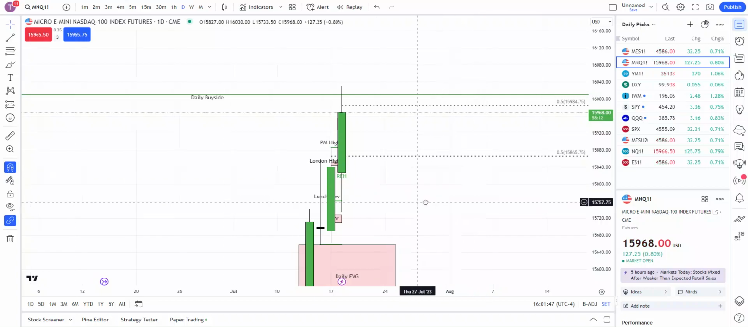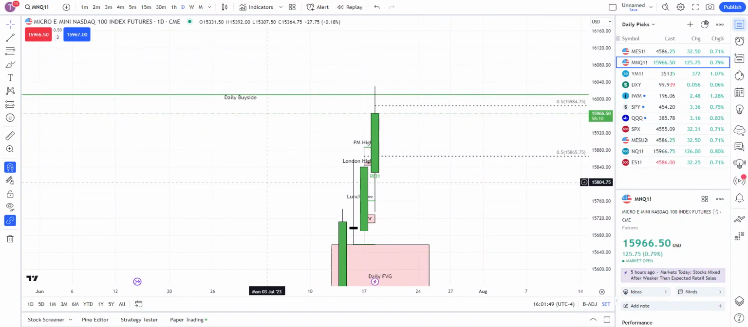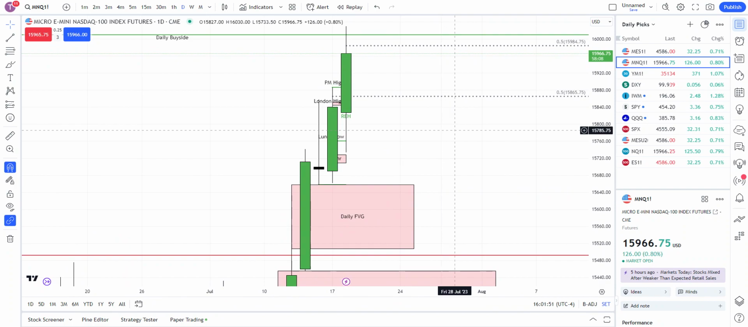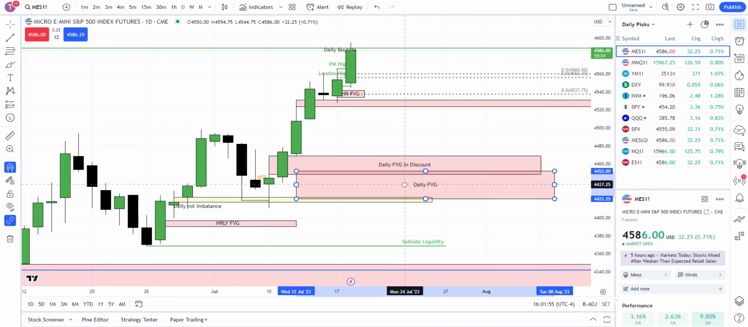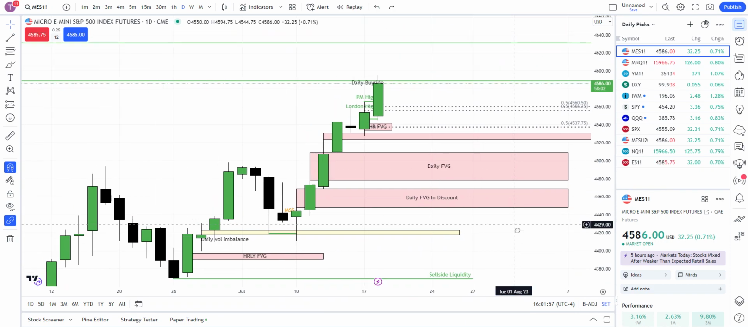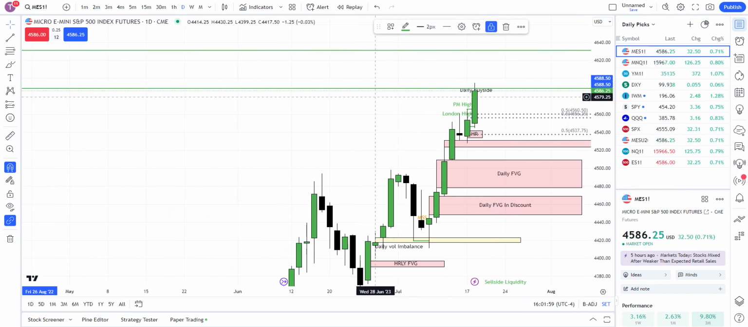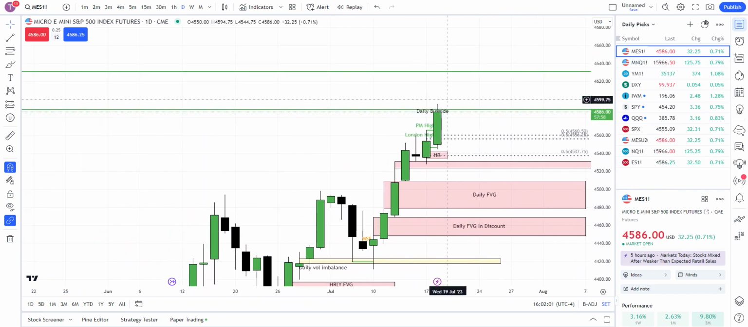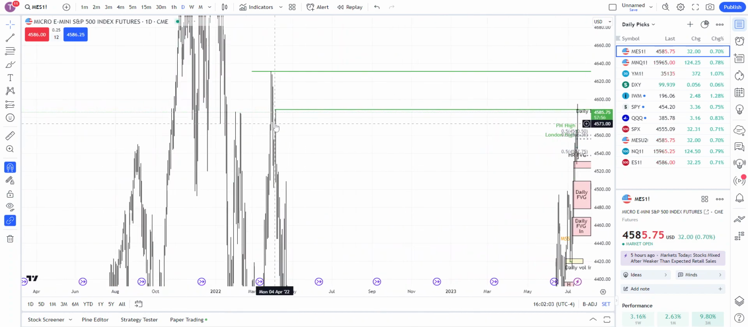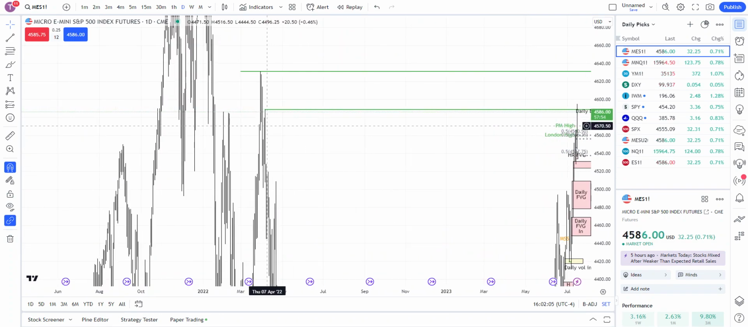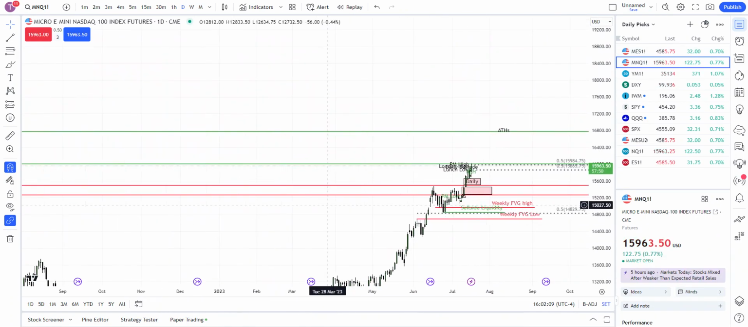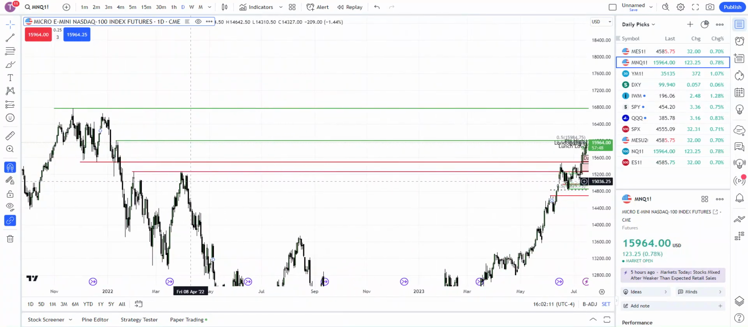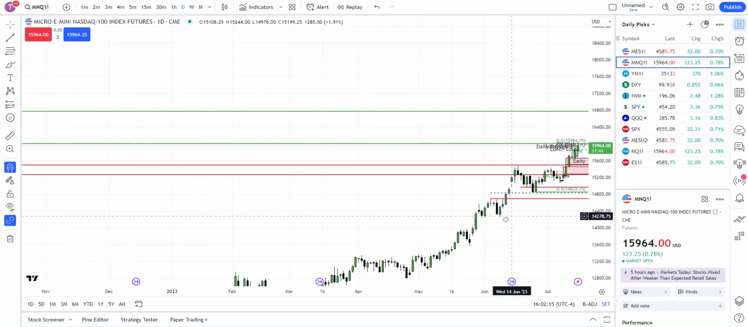This is my market review for July 18th, 2023 using ICT concepts on MES and MNQ. So in my video yesterday, I discussed how this was my target, this daily buy side back from April on MES, and likewise MNQ had some daily buy side from January. And those were my targets.